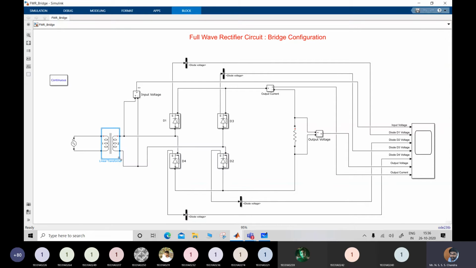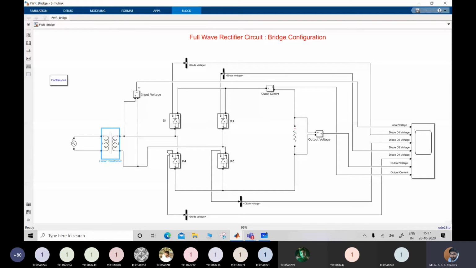Okay, for the secondary, one terminal is connected to leg 1, in between D1 and D4. The other terminal is connected to leg 2, which is between D3 and D2. Okay, this is where I have connected the voltage of the secondary of the transformer. And then I'm measuring the voltage across this secondary of the transformer by means of this voltage measurement unit, which I named input voltage.